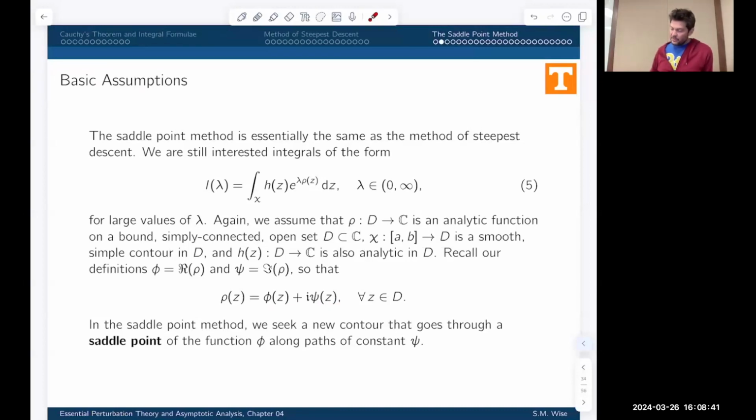So in the saddle point method, we're going to try to find a new contour that goes through something called a saddle point. And a saddle point of what, you may ask? Well, we're going to find out that it's the saddle point of the function phi. And we're going to travel through a saddle point of the function phi along paths of constant psi. So we want to look for places where psi is a constant or a constant contour. And of course, that means if we're following constant contours of psi, we're going to follow undulating terrain for phi. But it just so happens that in this case, we want to go through a saddle point specifically of phi.